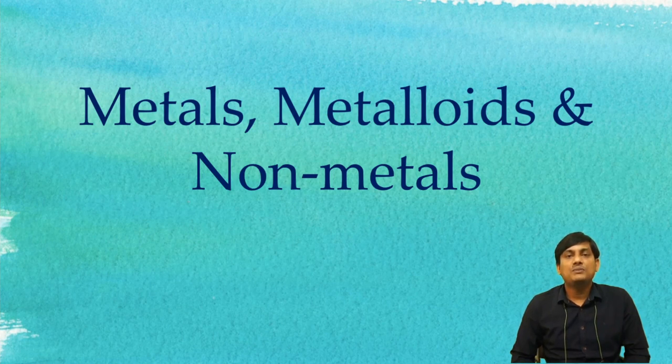In this video, I am going to explain metals, metalloids and non-metals. Element is the simplest form of matter. In the periodic table, we have 118 elements. Based on their physical and chemical properties, elements are classified into metals, metalloids and non-metals.